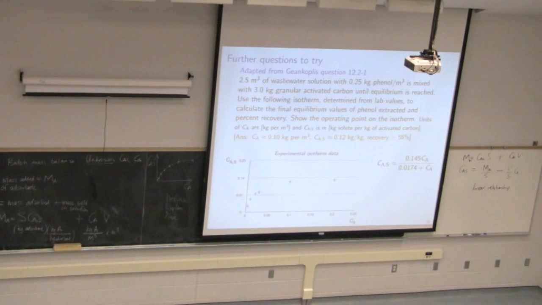Okay, so 2.5 meters cubed multiplied by 0.25. Is that what you're saying? So 2.5 meters cubed multiplied by 2.5 kilograms per meter cubed.